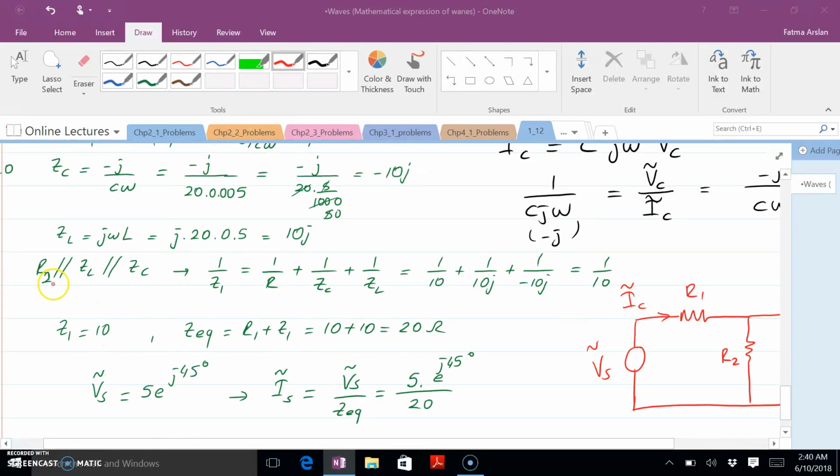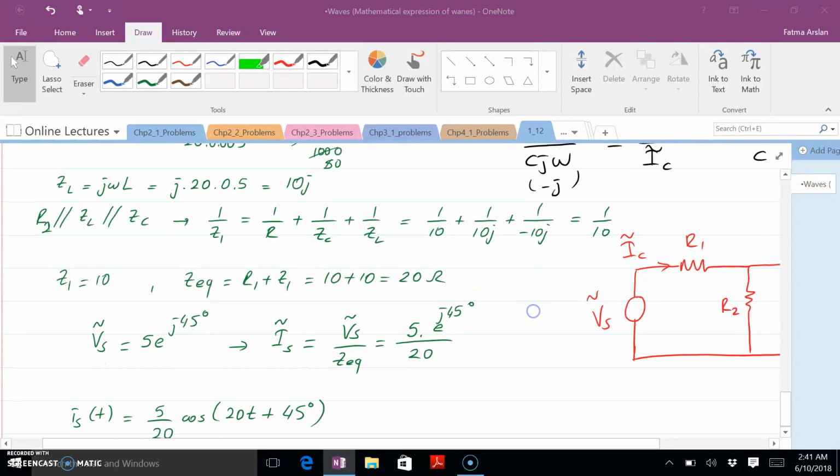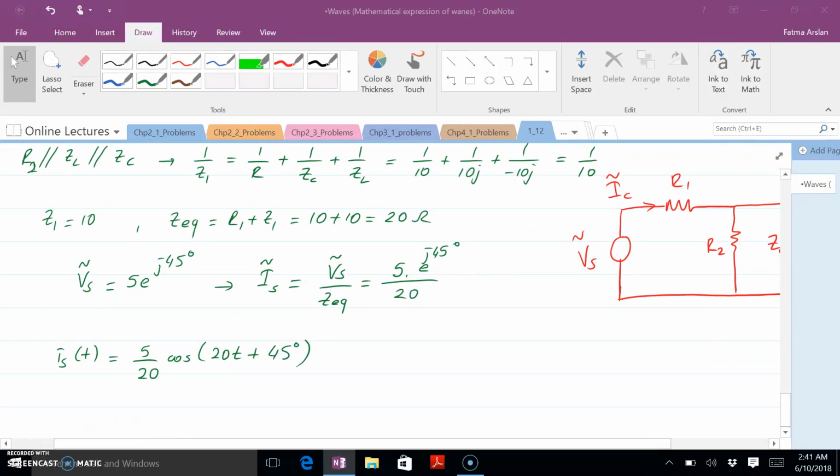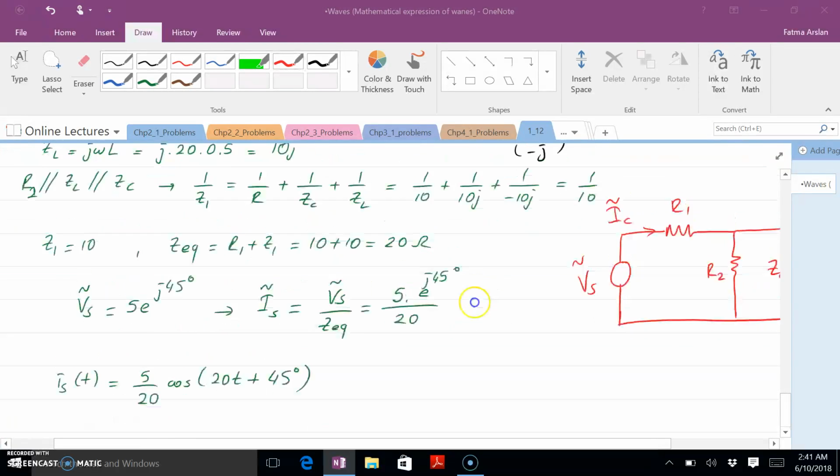We're combining R2, Z_L, and Z_C, and then coming up with an equivalent impedance. And if you calculate those, you get 10. This is just working with complex numbers. And then if you add that complex impedance to R1, because they are in series, then you get 20 ohms, right?